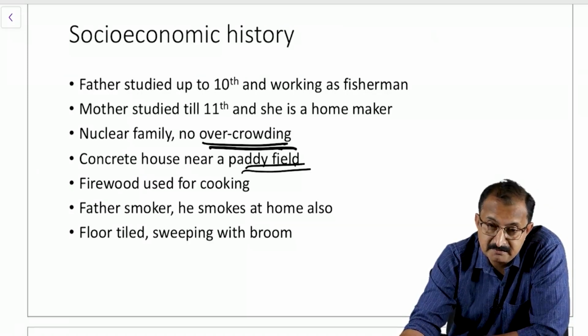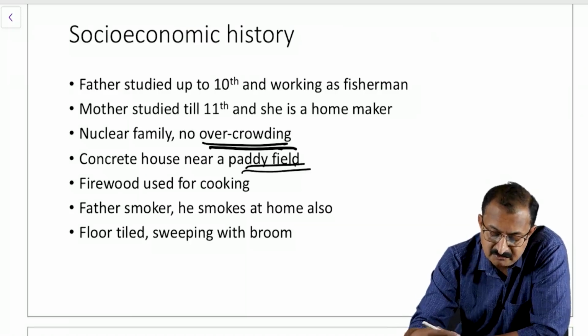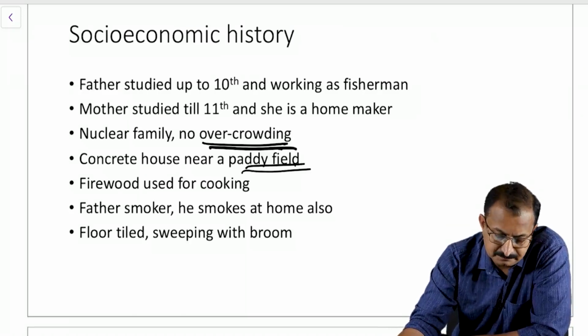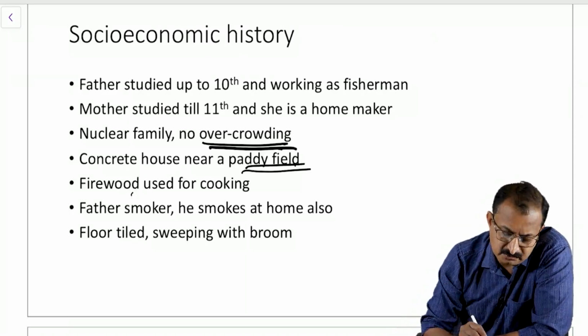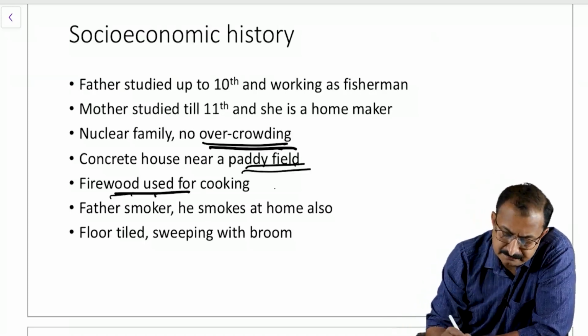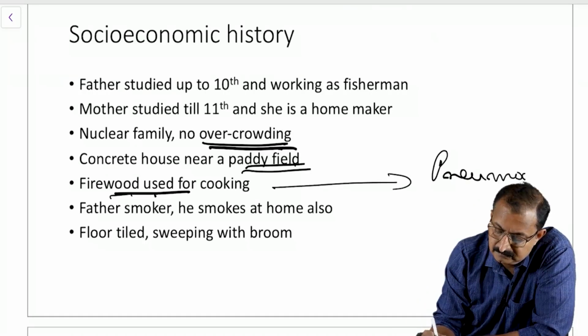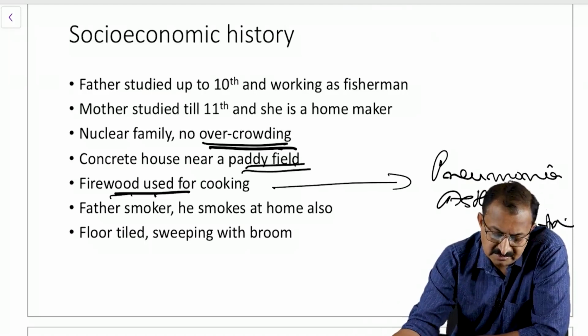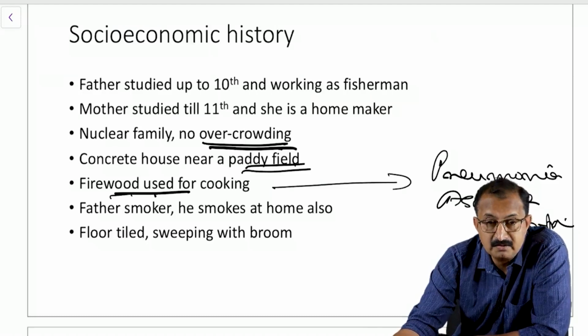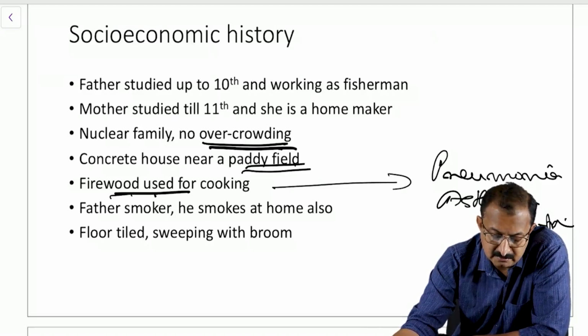A baby who is predisposed for asthma, the chance of developing exacerbations are more if there is exposure to pollen and all. Firewood is used for cooking. So firewood also is a risk factor for various respiratory problems like pneumonia and asthma exacerbations. Father is a smoker, so smoking is a risk factor for both asthma exacerbation and also bronchiolitis. It can become more severe if exposed to smoke.